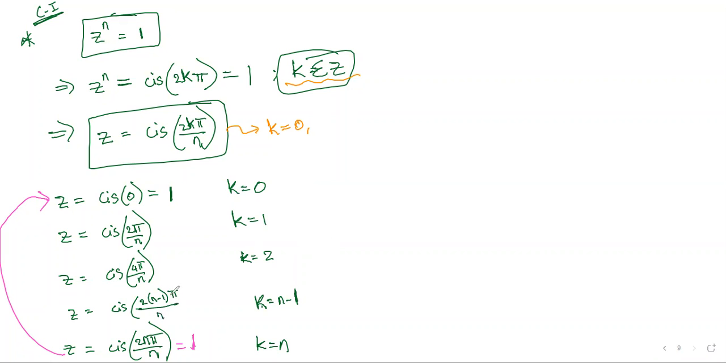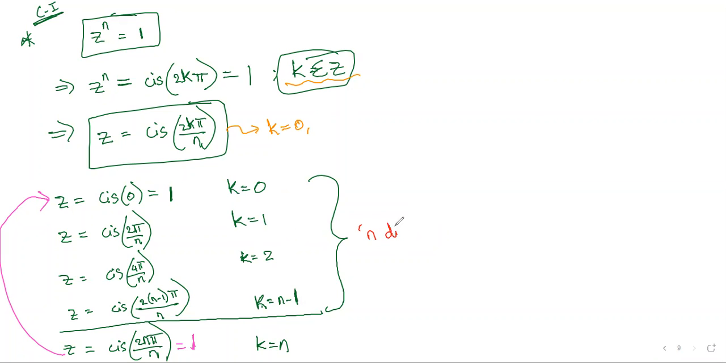How many numbers are there? How many roots are these? 0, 1, 2, 3, so on till n minus 1. n roots. So these will be the n distinct roots of unity.